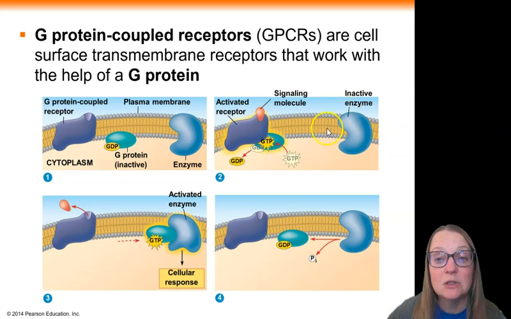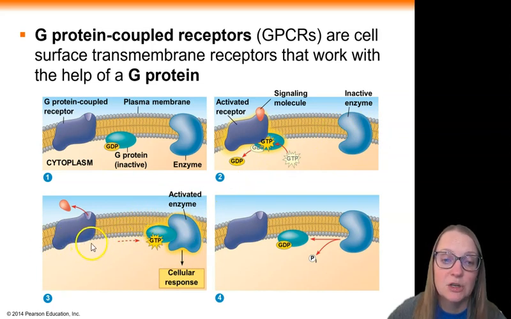And if it bumps into an inactive enzyme that it can recognize, it'll activate the enzyme. And so you can see that happening here. You'll notice that the G protein now bound to the GTP left the receptor, migrated across the internal surface of the membrane, bumped into this enzyme and activated this enzyme. This enzyme is then responsible for eliciting the cellular response.